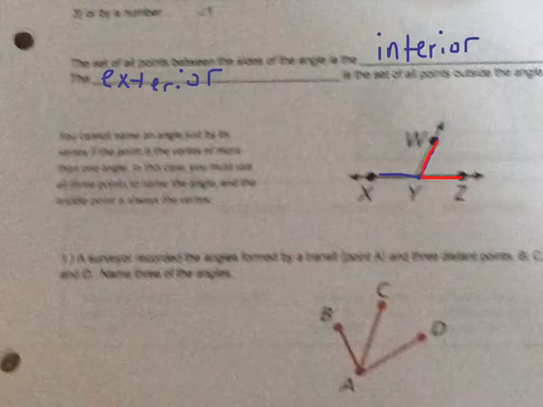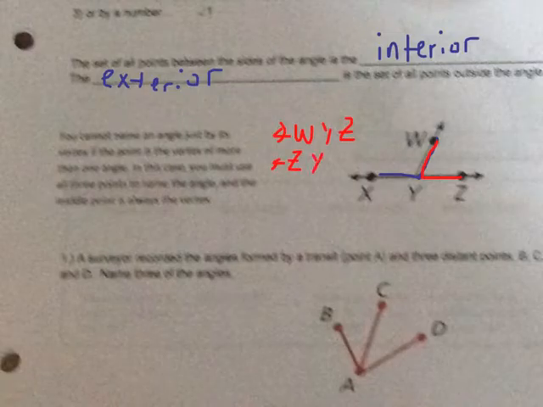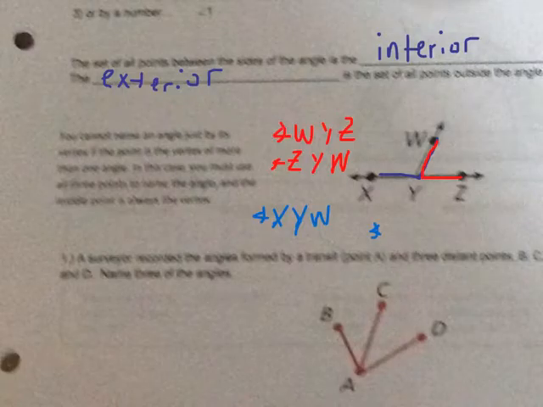So, for instance, here the red angle we could name either WYZ or ZYW. Notice that vertex Y is in the middle. And then the blue angle here, we would name XYW is one way, or the other way is WYX. Either way is correct. You just pick one unless it tells you to name all the ways you can. So let's look at the problem down below.